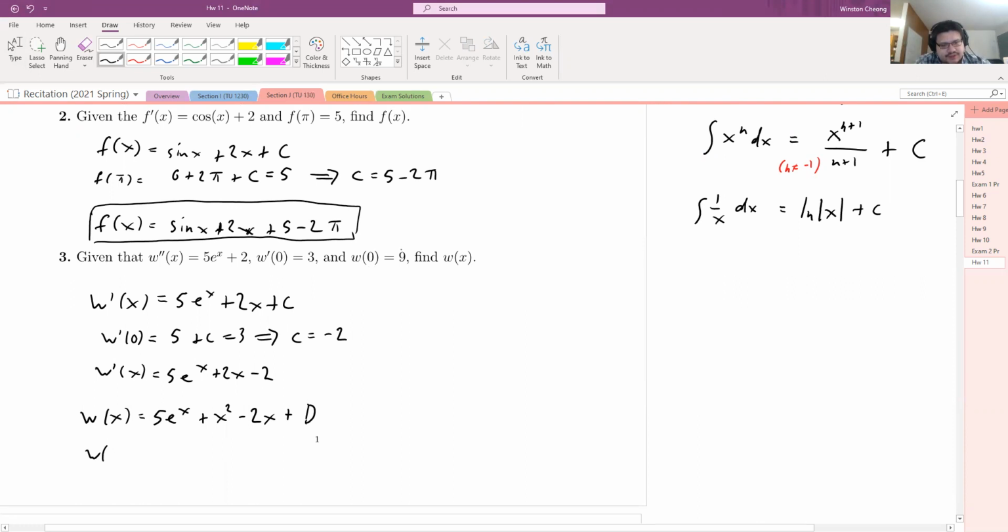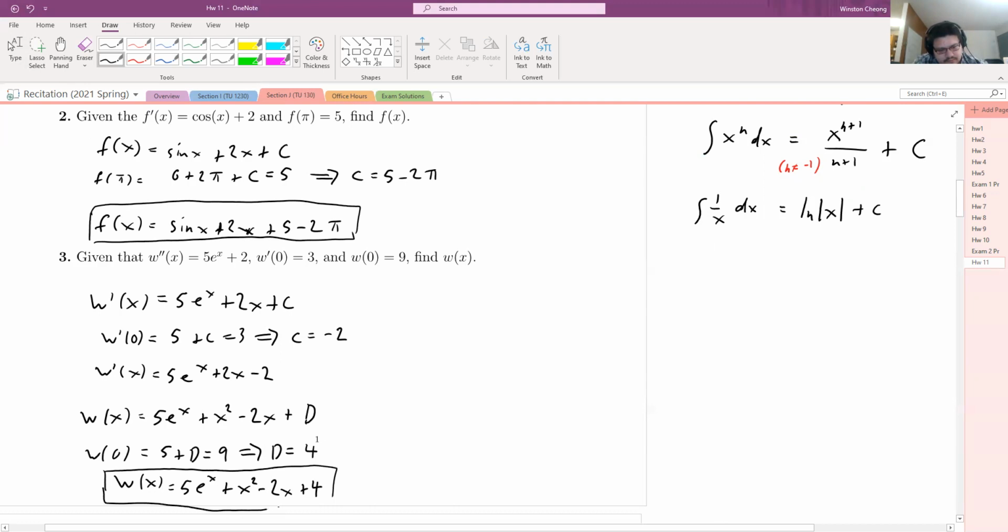And then we use this condition that w of 0 is supposed to equal 9. So if I plug 0 in, we get 5 plus, both of these terms are 0. 5 plus d is supposed to be 9. And so then d is equal to 5 minus 9, which is 4. Lastly, I will rewrite the whole function with the constant of integration plugged in. And so there we go. Any questions?